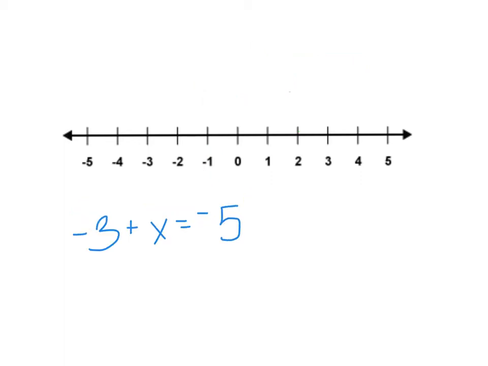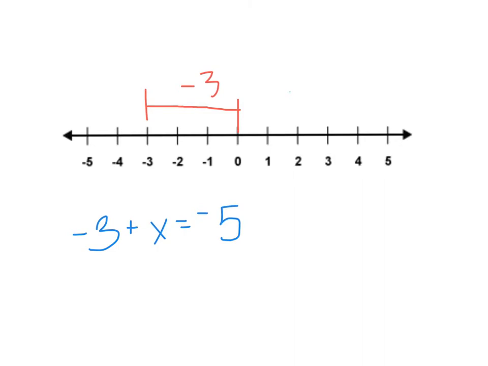Okay, let's try one now where we don't have all of the numbers that we're going to be adding. We have negative 3 plus x equals negative 5. We can also use a number line for this. So we start here at the 0, and we're going to go to negative 3. So we go down 1, 2, 3. So here we have negative 3.